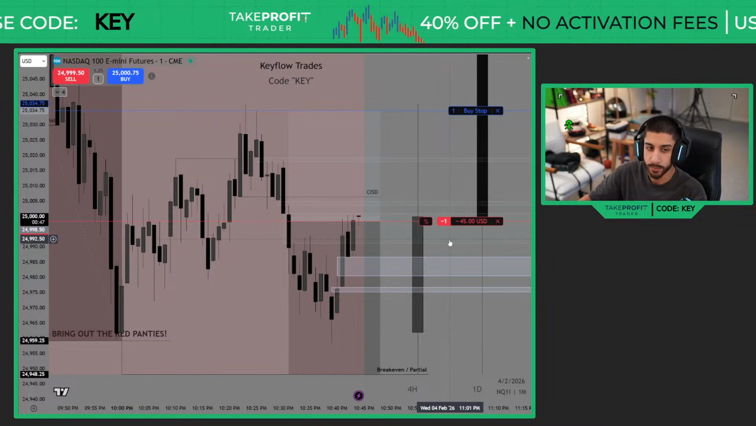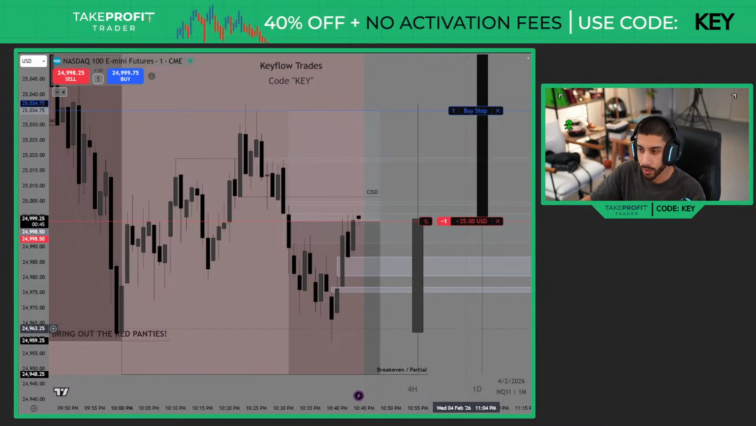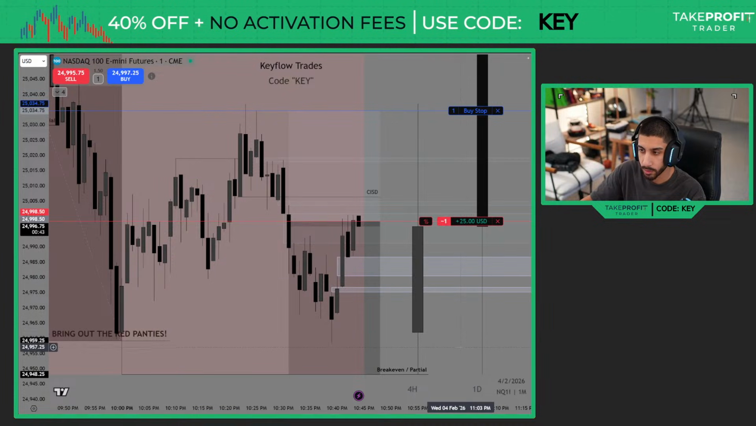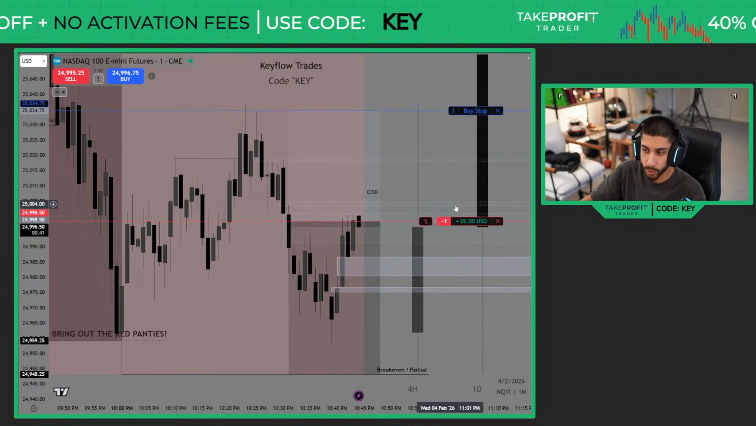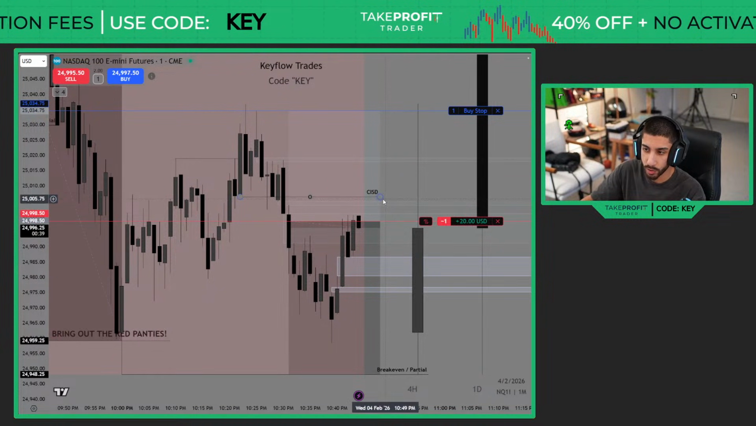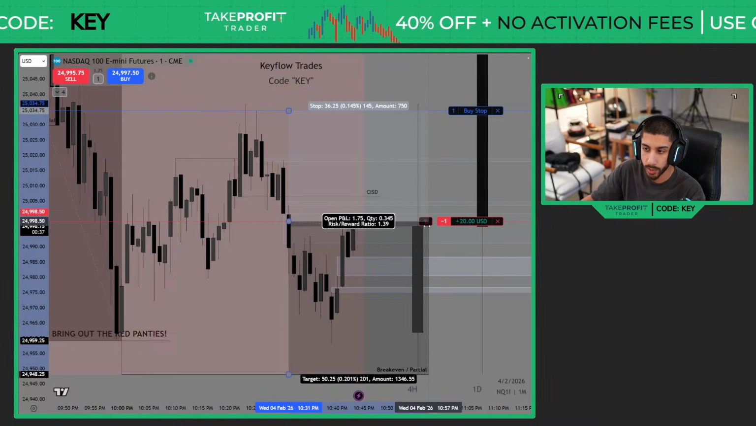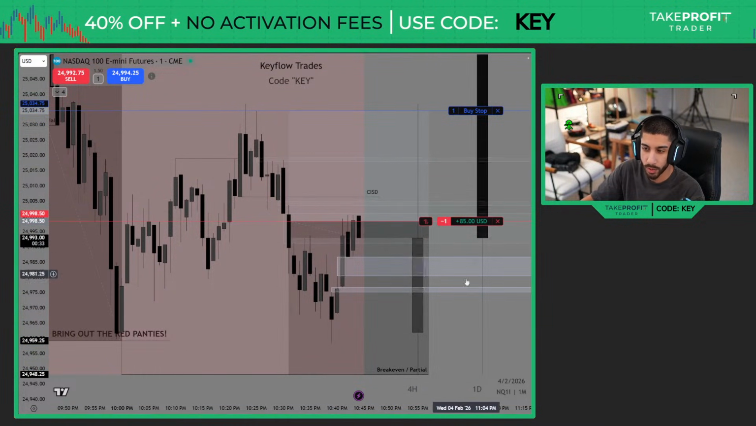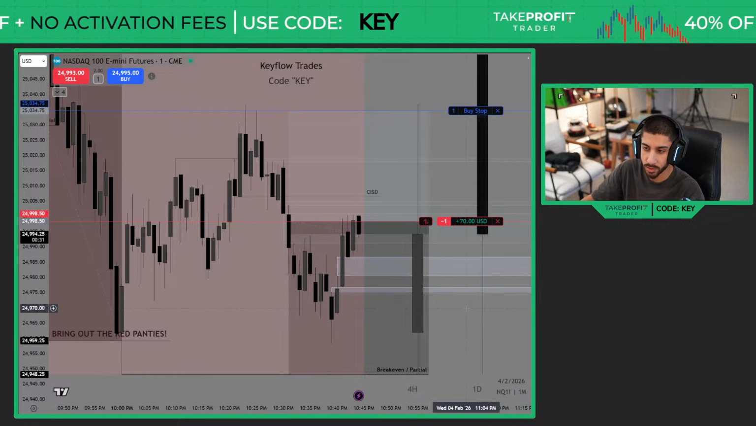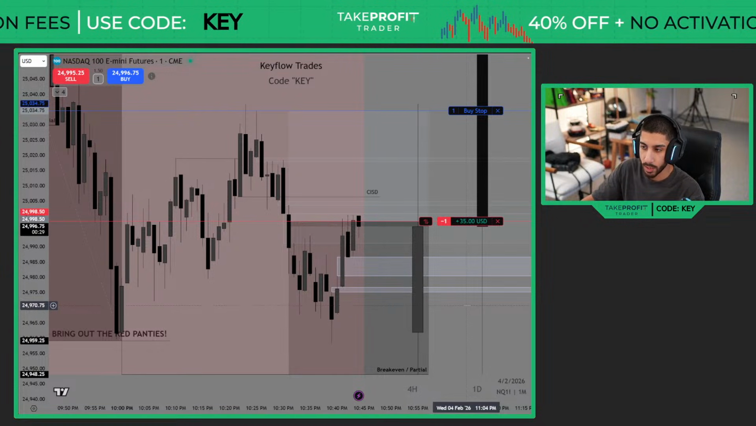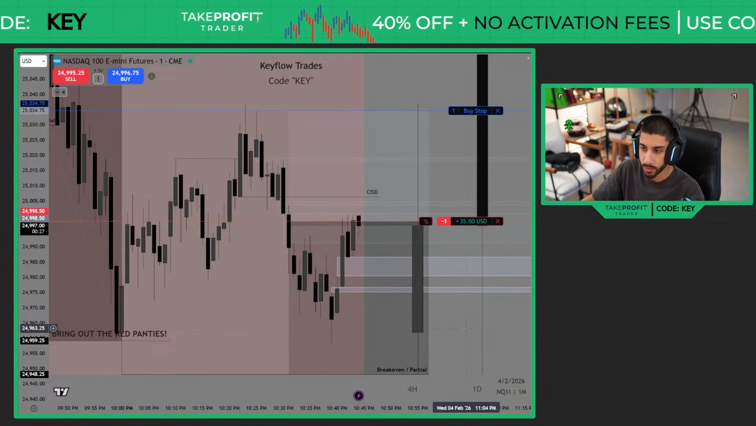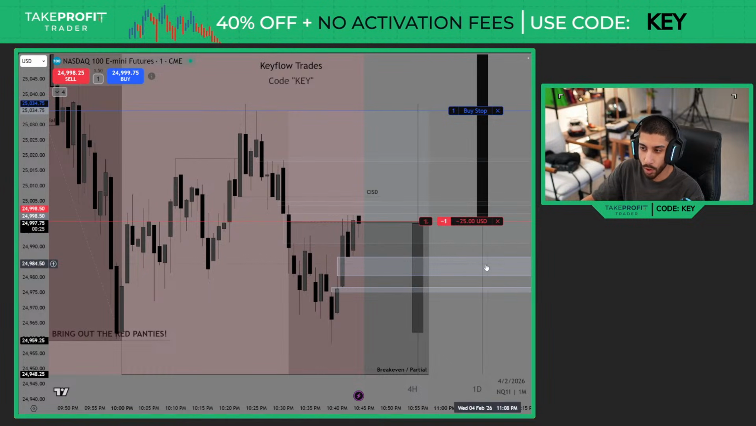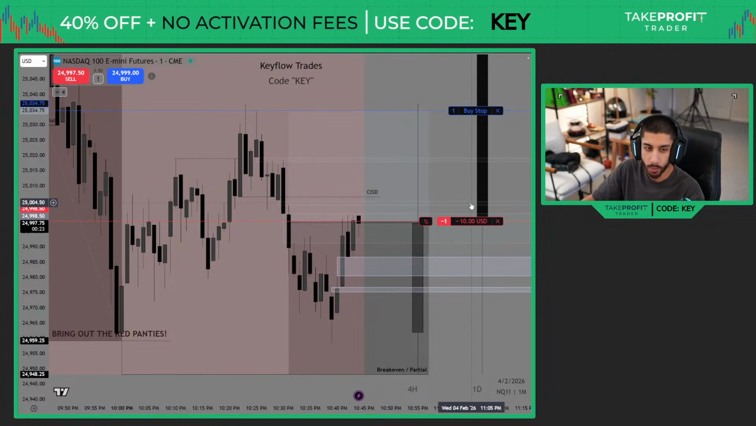Would you re-enter here? I'm already in, so I can't re-enter. I don't ever round trip a trade. So if I missed out on this, I would not enter it once I missed out on it. You get what I'm saying? That's just a rule of mine. It's just a weird rule that I have. That's just how I do things. So if I wasn't already in this, I would not get into it now, personally.